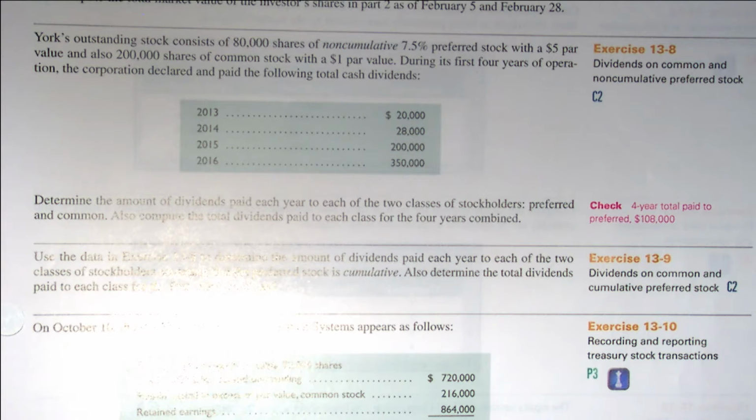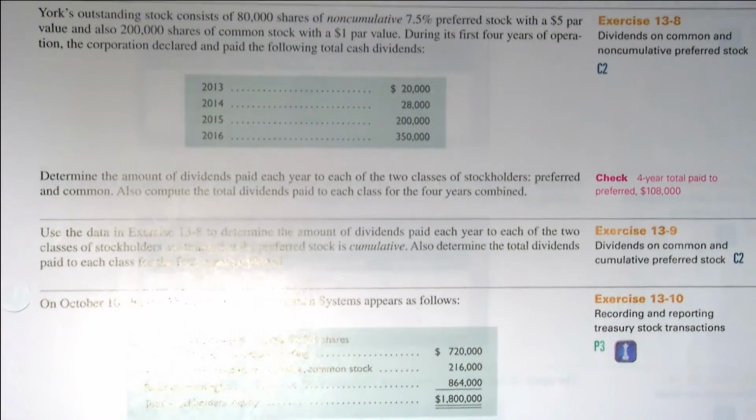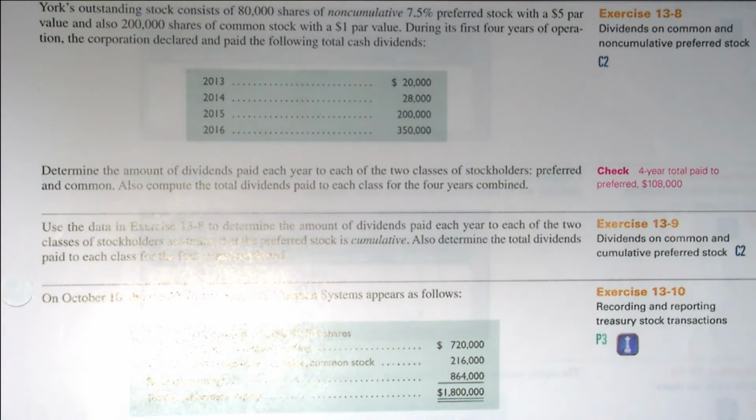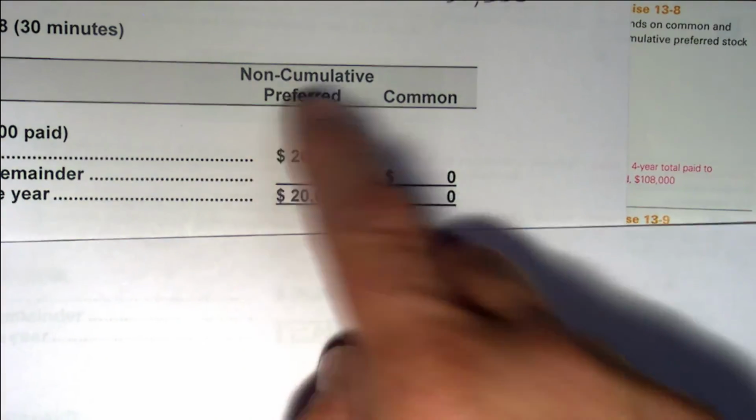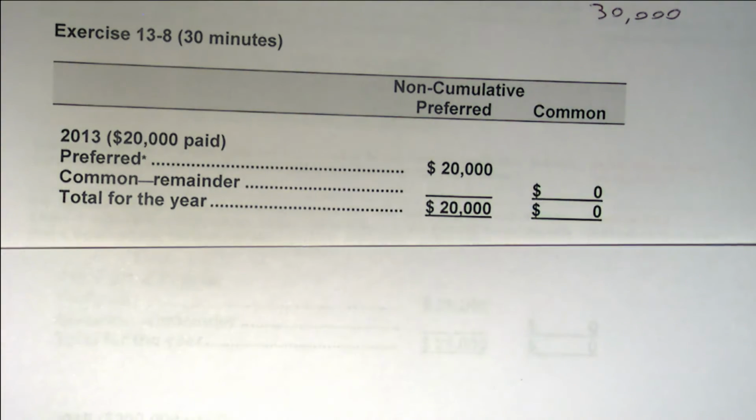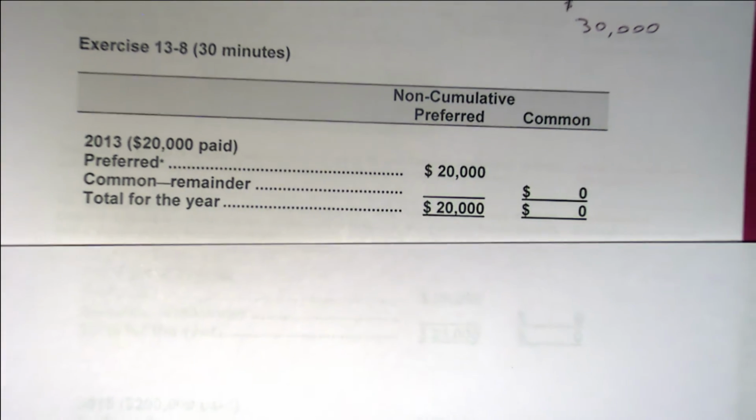And then they also want us to, in this case, total it up. I don't think we totaled it in the other example, but that's okay. All right, let's go ahead and go through this. Now, the first situation, it's non-cumulative, correct? It's non-cumulative. Well, the first year we have $20,000 to pay out.